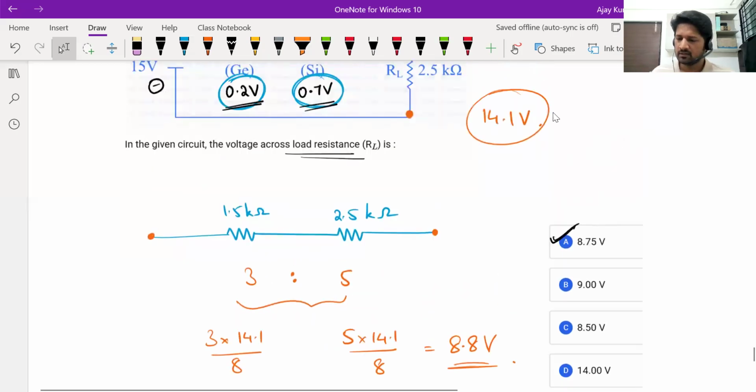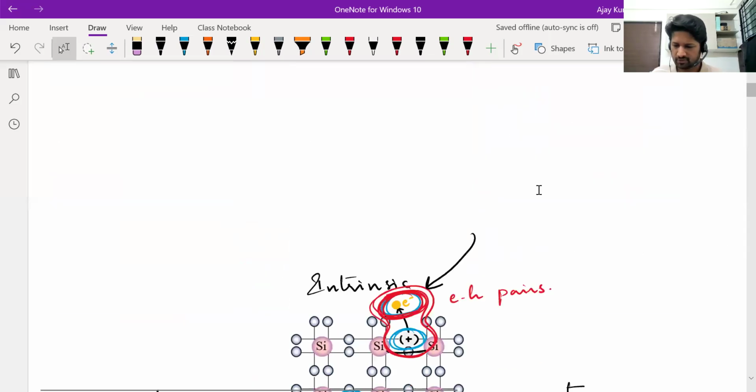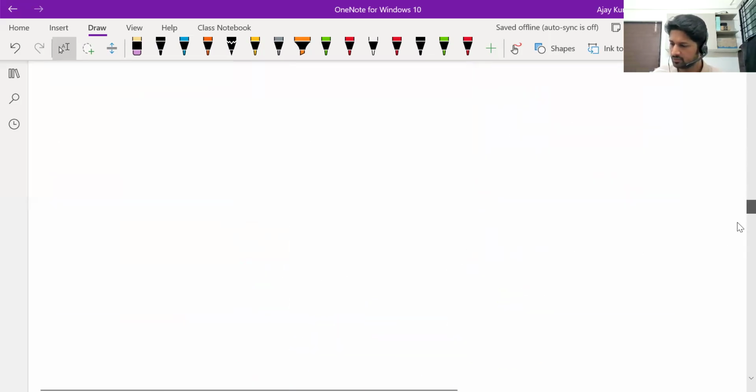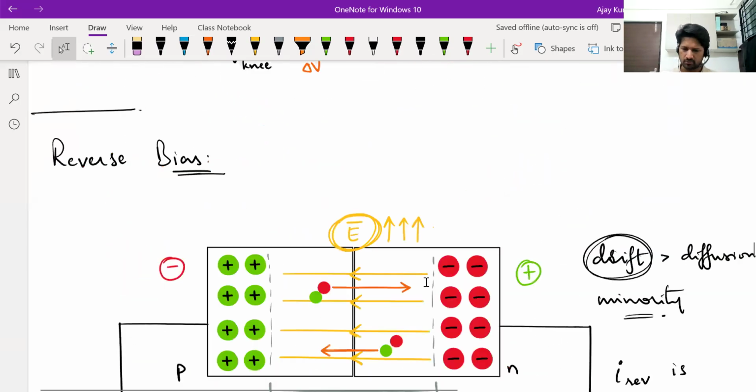Fine. So today we discussed PN junction under forward bias and reverse bias, how it behaves as a diode, and how to solve simple questions based on diodes.